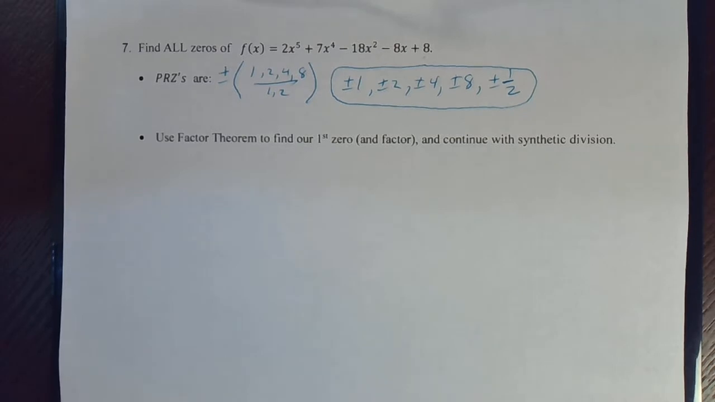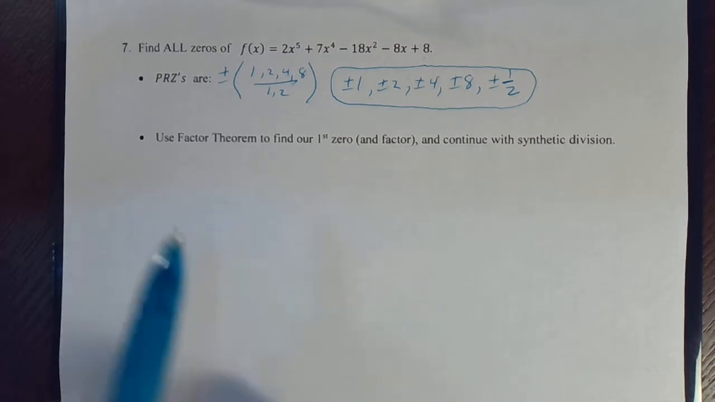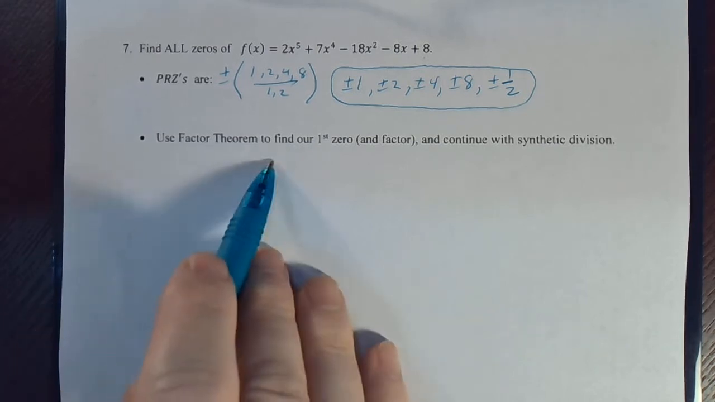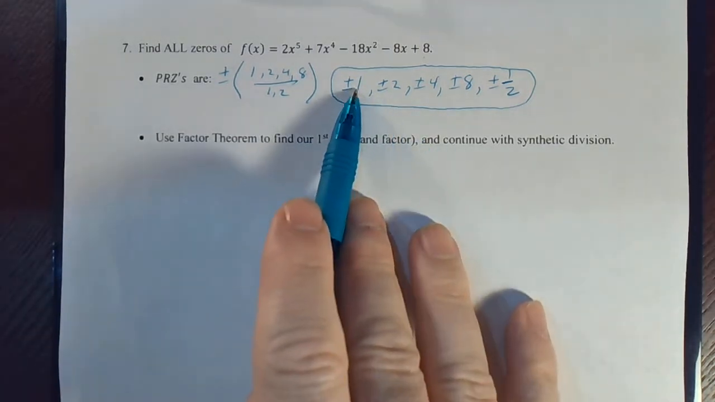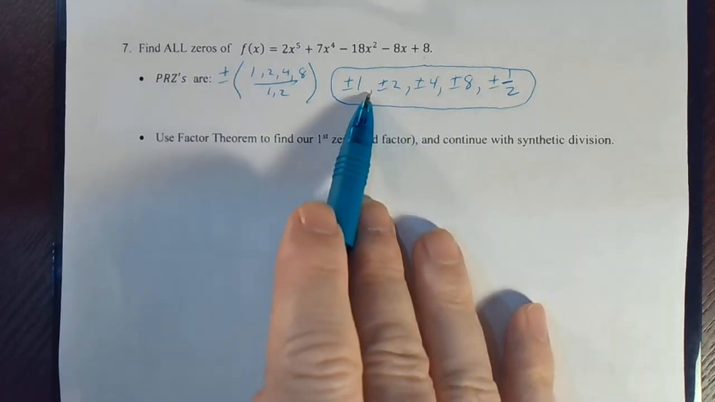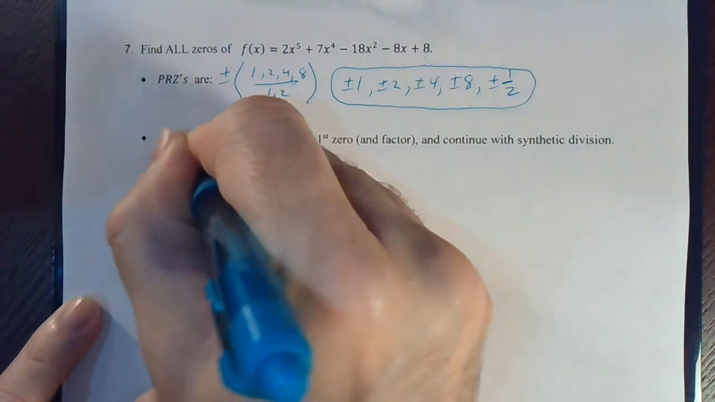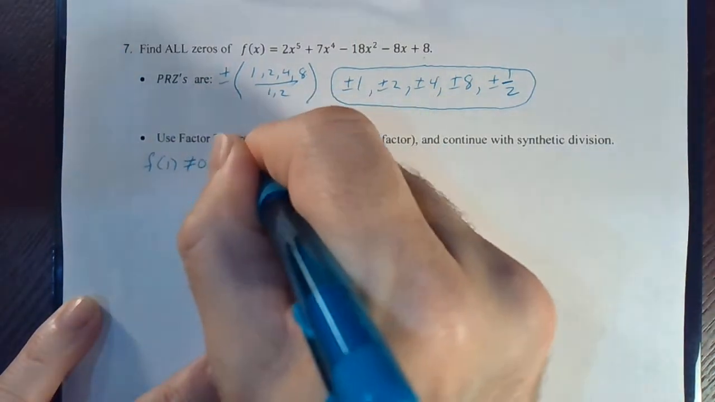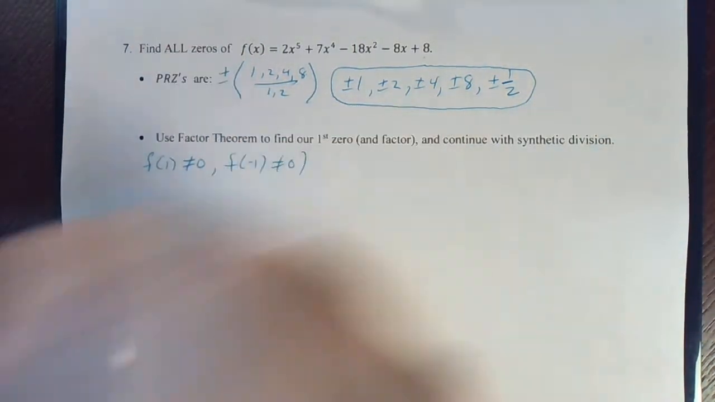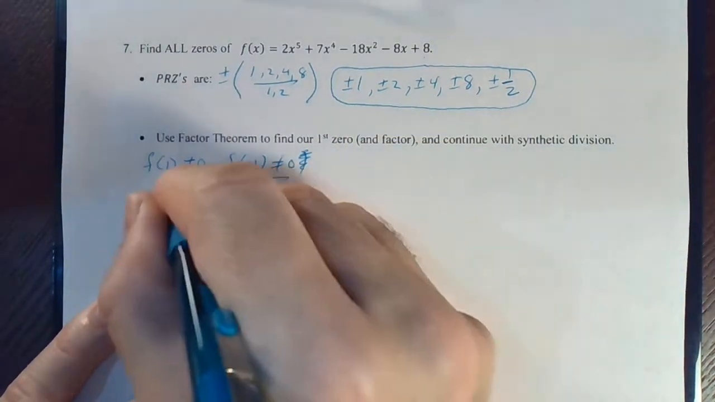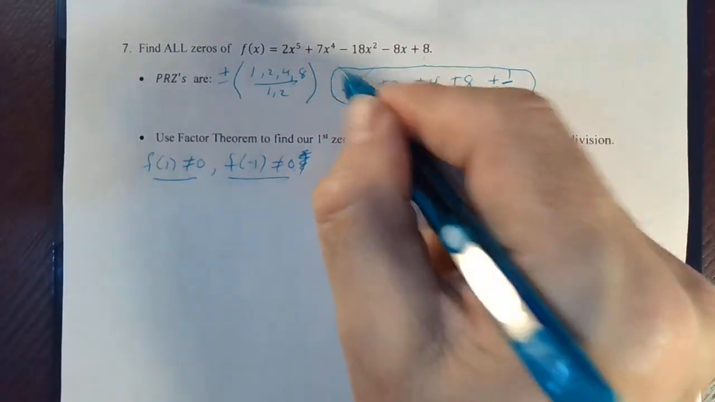Okay, so let's use the factor theorem. If you prefer using synthetic division, you could do that. But I prefer using the factor theorem to try to find a zero. So what we're going to do is go through this list until we find a zero. And I'll tell you right now that f of 1 is not equal to 0. f of negative 1 is not equal to 0. So 1 and negative 1 do not work.